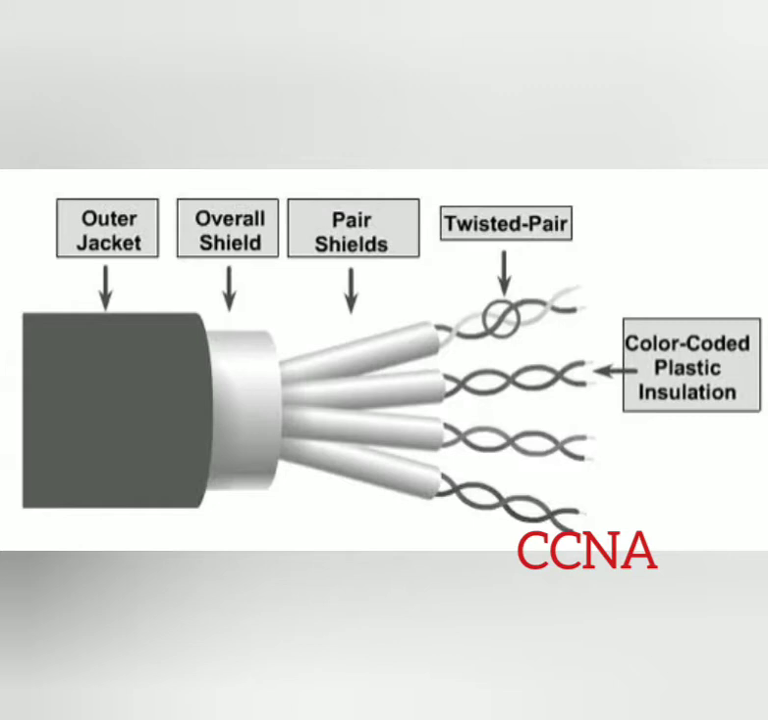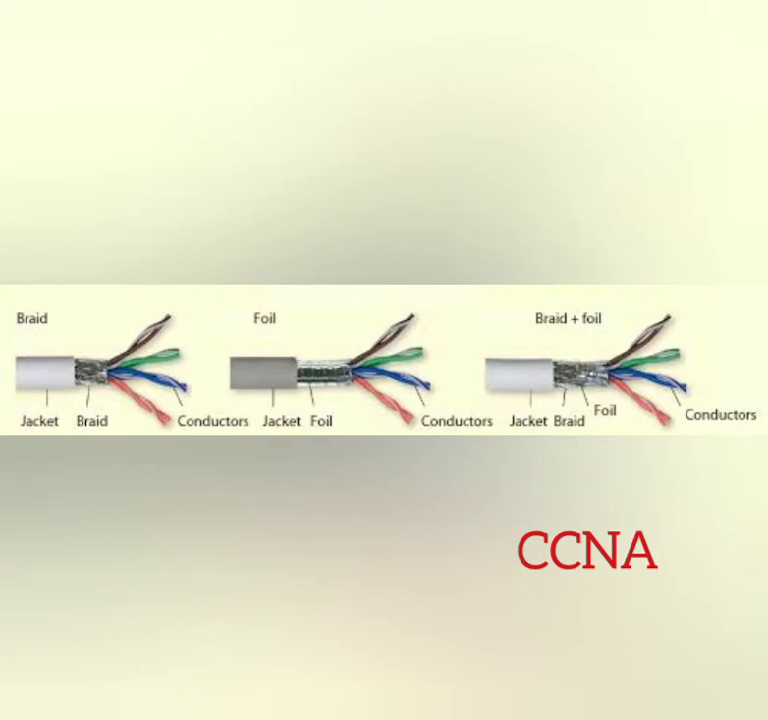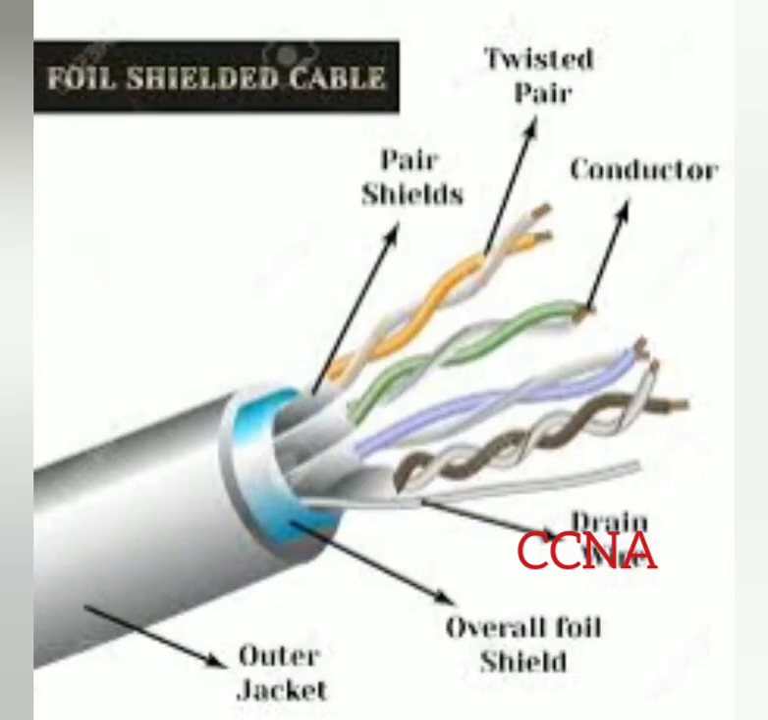A braid is another type of shielding used for shielded twisted pair, that is STP cables. A braid is a woven mesh of copper or similar metal wires. The main advantage is that the braid provides a low resistance path to ground. It is also easier to handle grounding. The disadvantage of braid is that braids do not cover the cable completely.